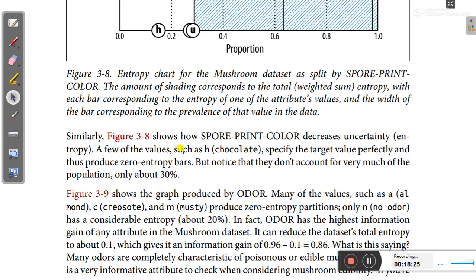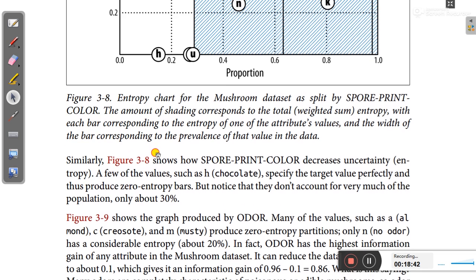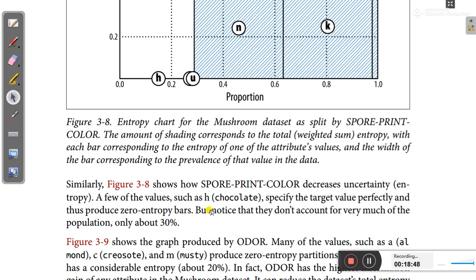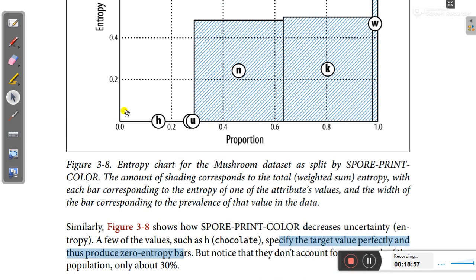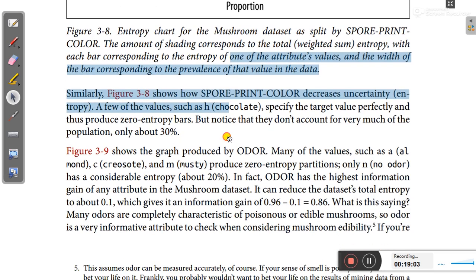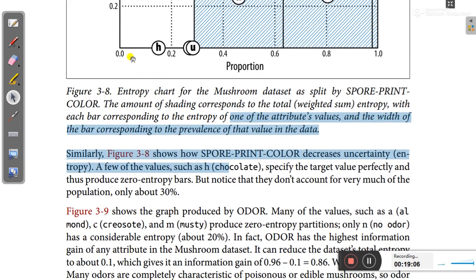A few of the values, such as chocolate, specify the target value perfectly and thus produce zero entropy bars, but notice that they did not account for very much of the population, only 30%. So here you can see that it comprises only 30%, but specifies the target value perfectly and thus produces zero entropy. If it is zero, it means that it produces the target perfectly. So you can see using this entropy and information gain, we can see how this shows us the value.